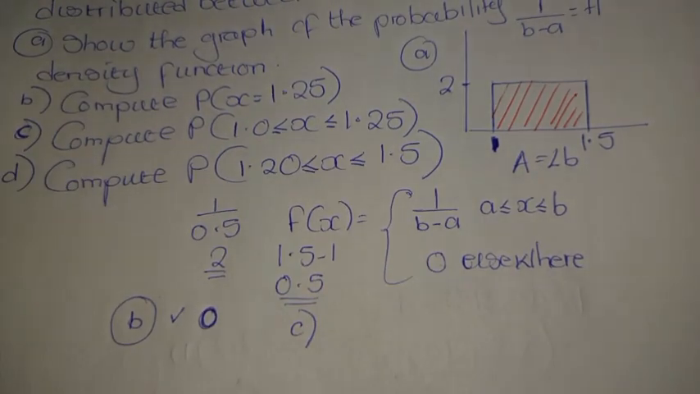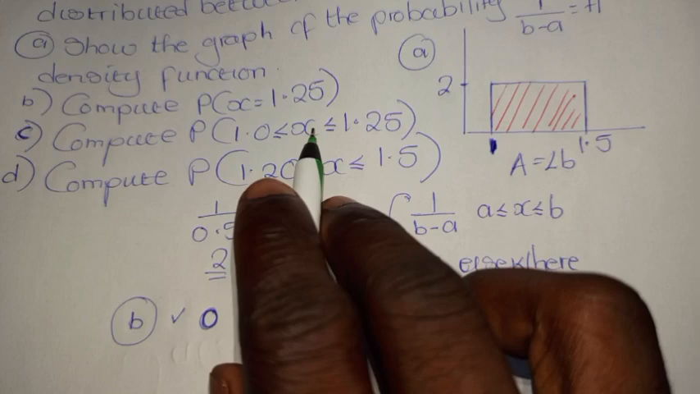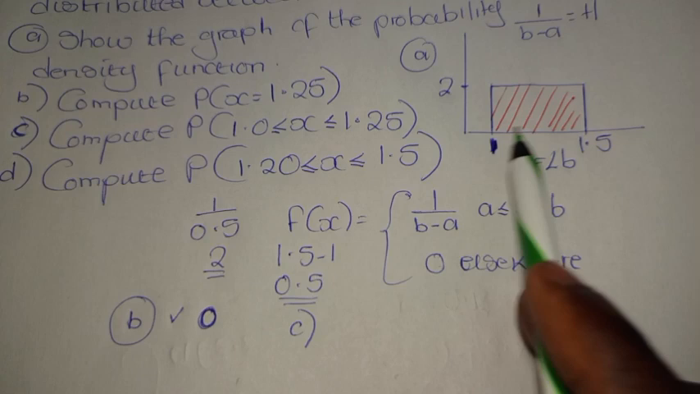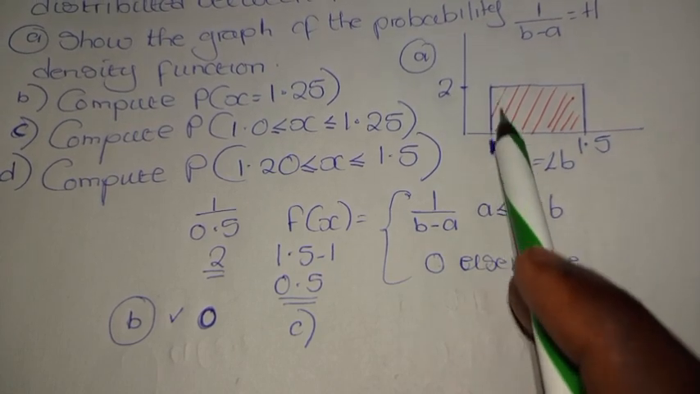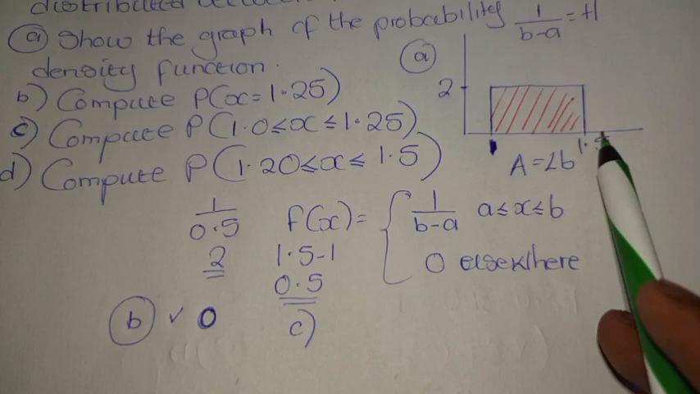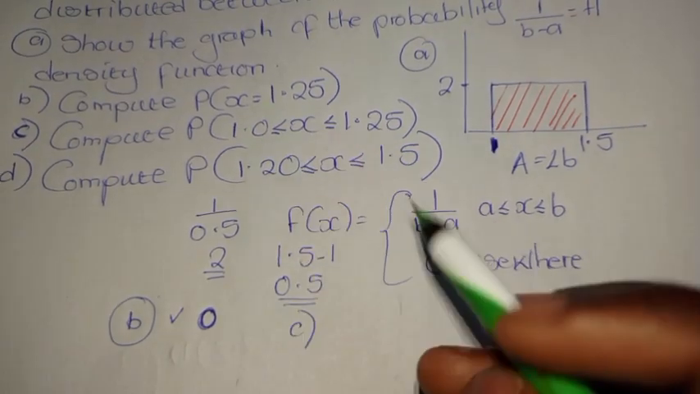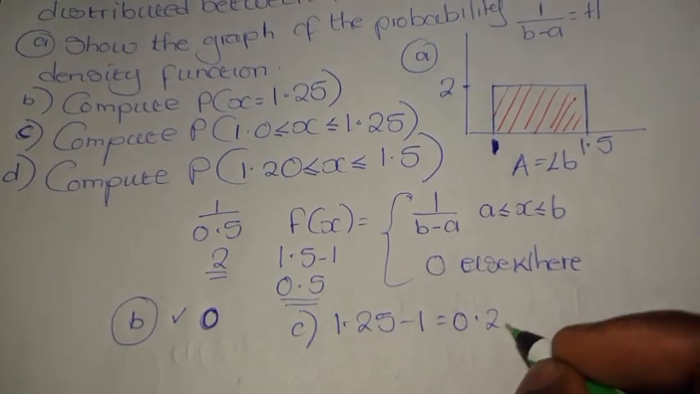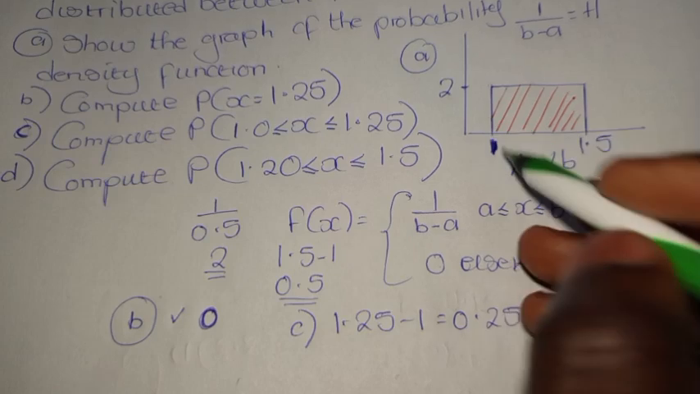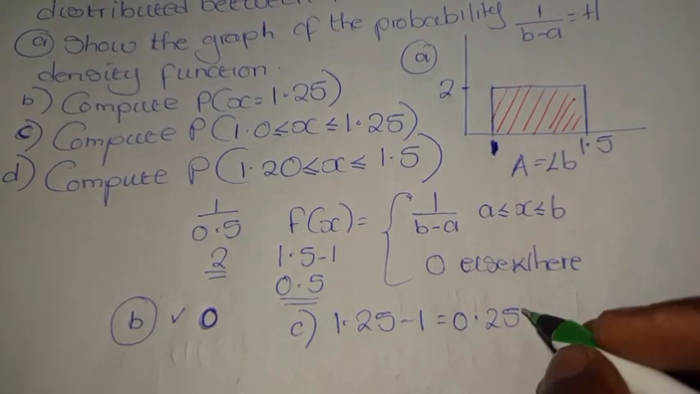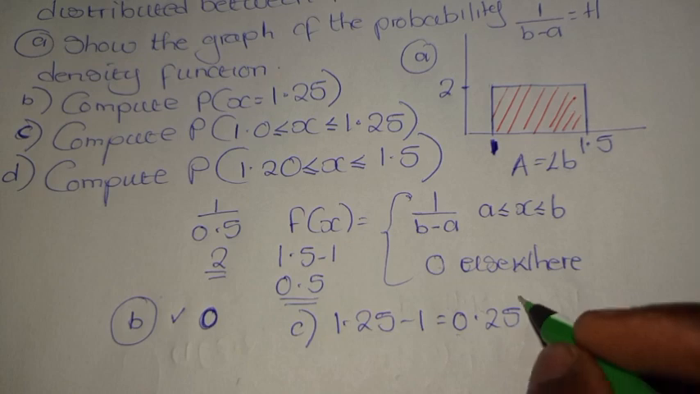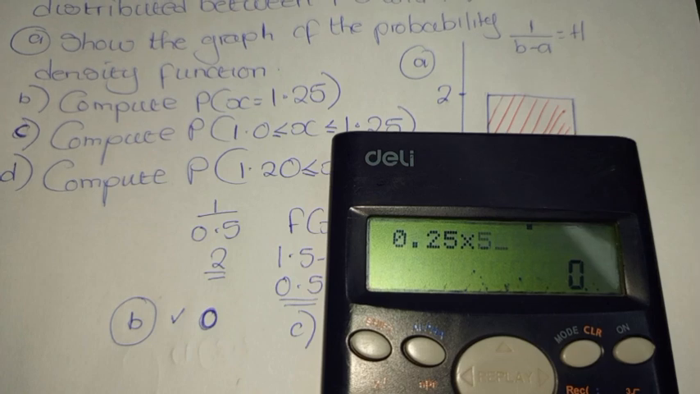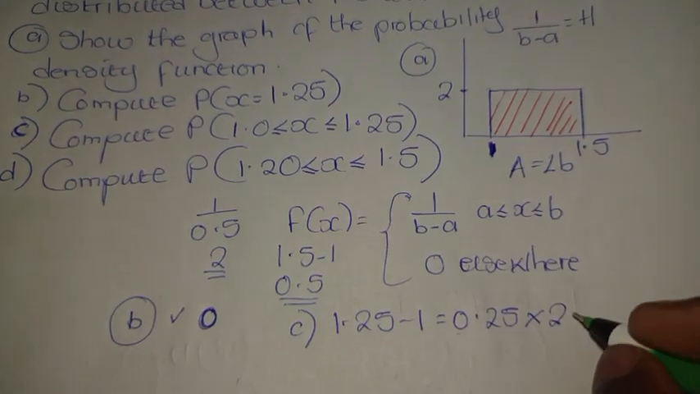So we have our C now, which is to compute this. Remember, this will create what is referred to as the breadth for us. Remember, this is the length in this case because this side is longer than this one. So we just subtract 1.25 minus 1. We get the value to be 0.25. And remember, the length is 2. We know the area under the curve is length times breadth. So 0.25 times 2, you get the value to be 0.5.